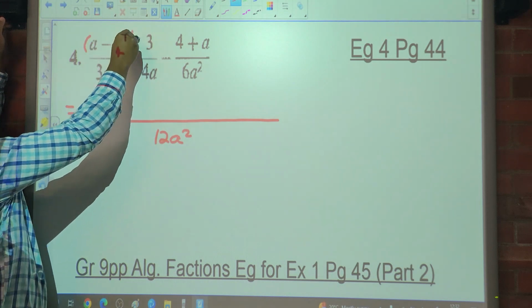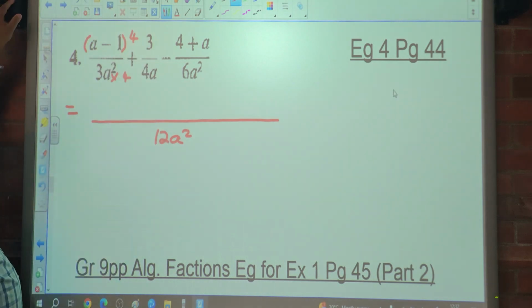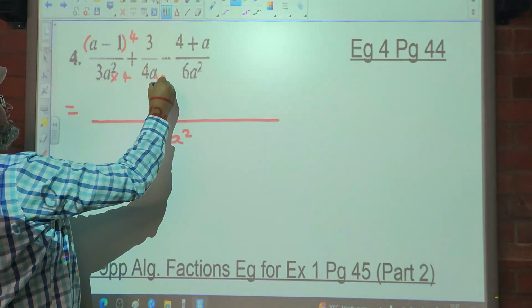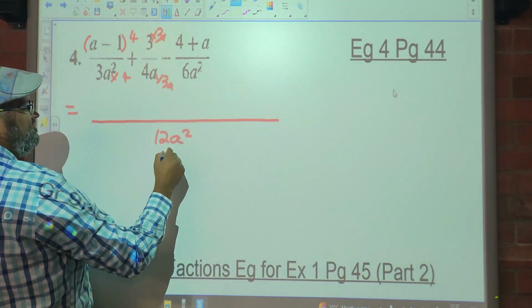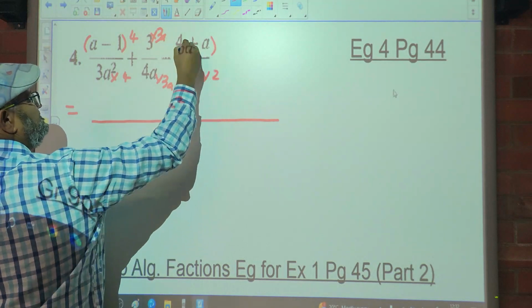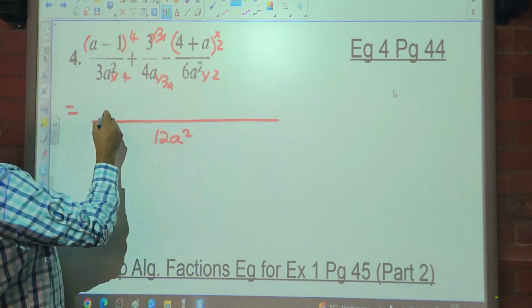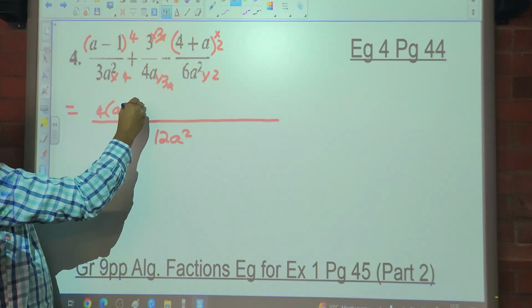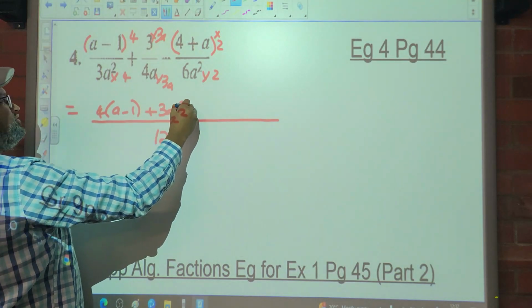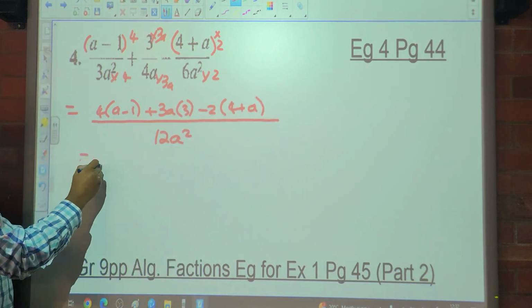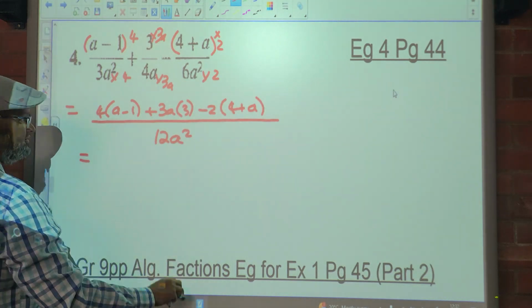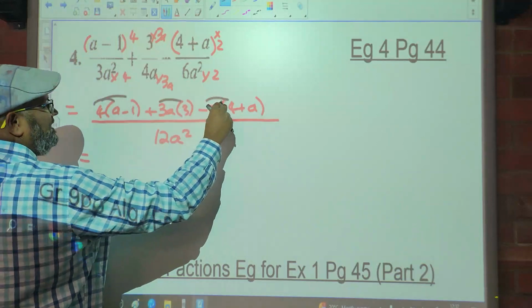4. So that must be multiplied by 4. 4a multiplied by what is 12a squared? 3a. 6a squared multiplied by what's going to give you 12a squared? 2. So in other words, I got 4 into a minus 1 plus 3a into 3 minus 2 into a plus 4. So what do I do now? Let the brackets there, multiply.